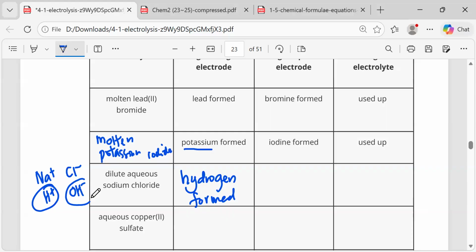Dilute means you choose hydroxide, so the oxygen form. What is left over if I remove hydrogen and oxygen? Does it become more dilute or more concentrated? Concentrated. So I'm left with concentrated solution.